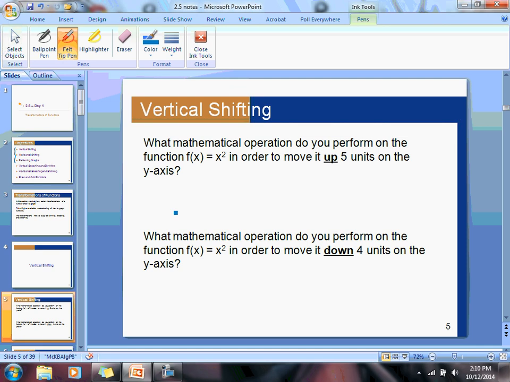Now you should know that this function, f of x equals x squared, that's just a parabola. It's going to open up. Its intercept is going to be at 0, 0. So how do I move that graph up 5 units? And hopefully you would know that you have to add. You'd have to add 5 to the end of that function.